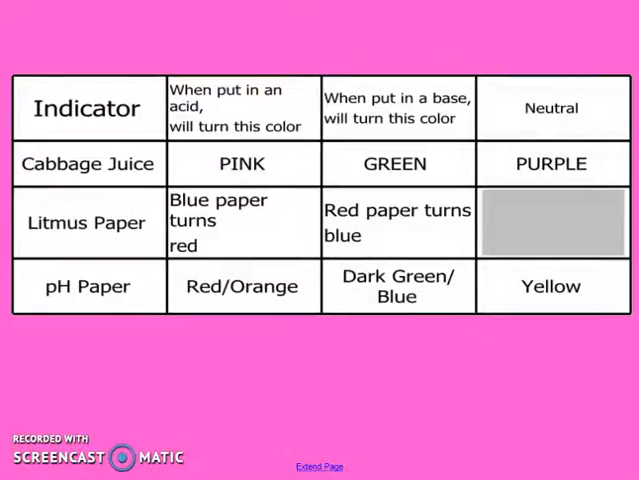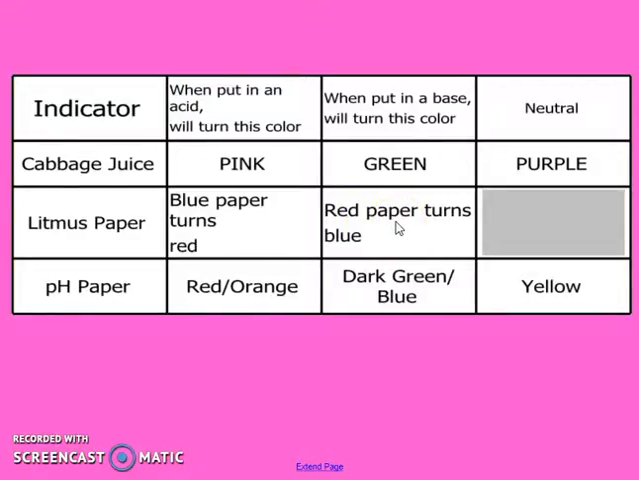For example, cabbage juice starts out a very dark purple color, so if you've got a neutral substance with cabbage juice, it'll just stay purple. If it comes into contact with a base, it's going to turn some sort of green shade of color, and in the presence of an acid, it's going to turn pink. Litmus paper only has 2 options. So if you have blue litmus paper, it's going to turn red in the presence of an acid. If you put red litmus paper with an acid, it's just going to stay red. Red litmus paper is going to turn blue in the presence of a base.